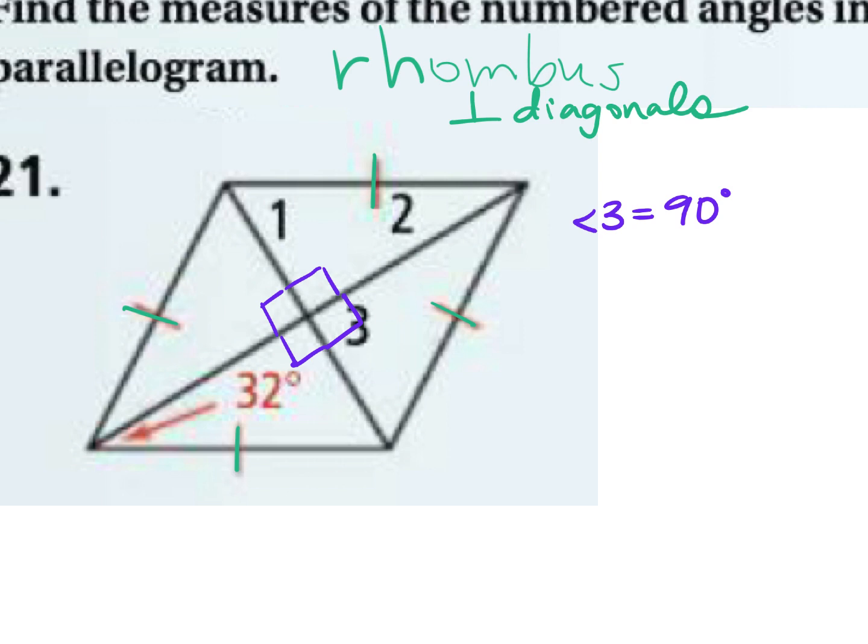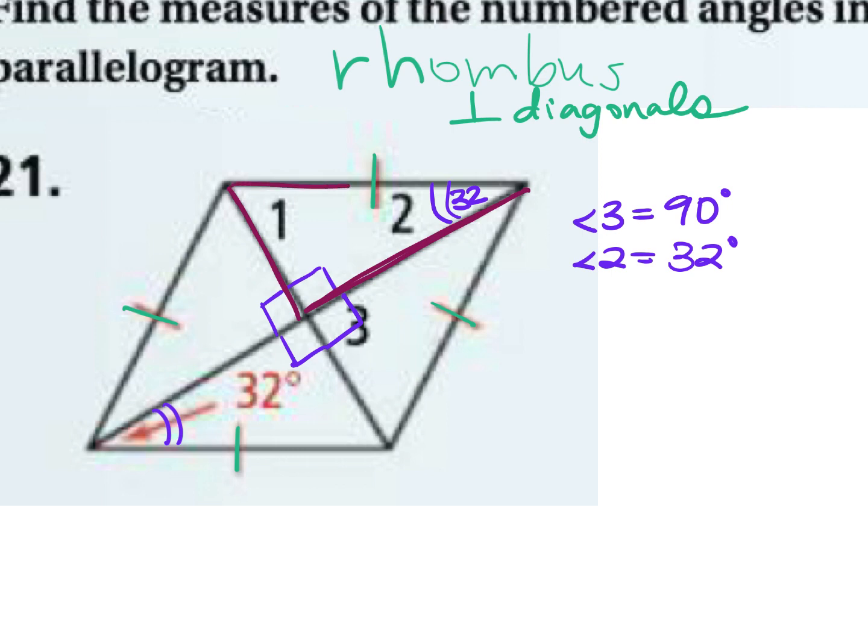You should know right now number 1 or number 2. Which one? 2 is 32. 2 is 32. One is 58. So these are alternate interiors, right? Angle 2 is the same as that 32 because of AIA. Okay. So now if this is 32, look at this triangle.